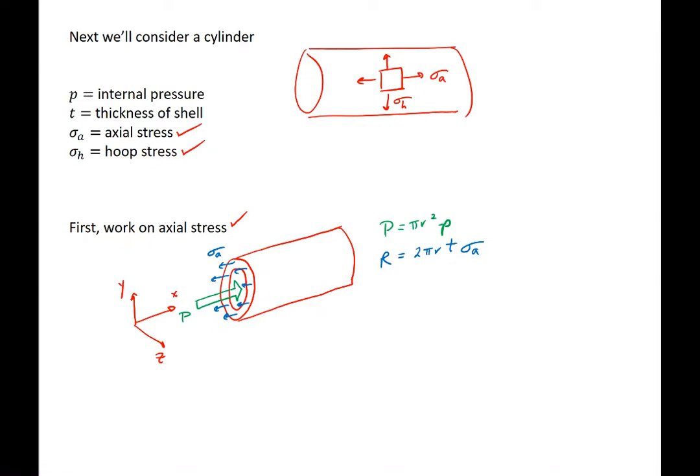So if we do our sum of the forces in the x direction, that's going to look like P minus R. Again, we have P equals R. And again, we have pi r squared times pressure equals 2 pi r t sigma A. So sigma A is equal to the pressure times the radius over 2 times t. All right, and for that case, the axial stress, that's the same as the sphere.